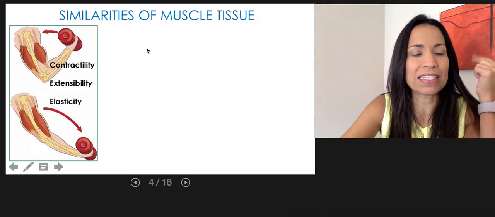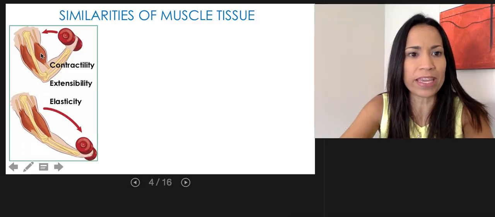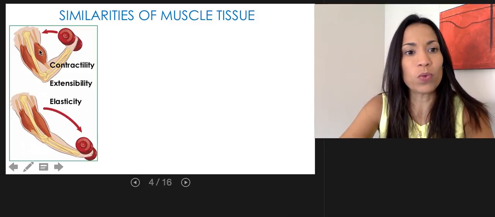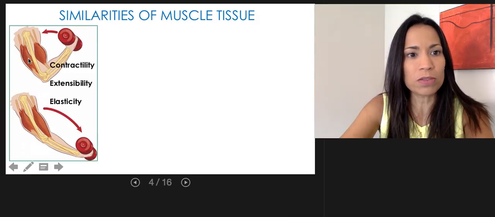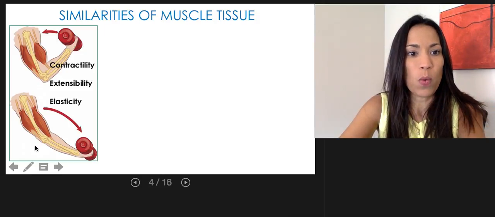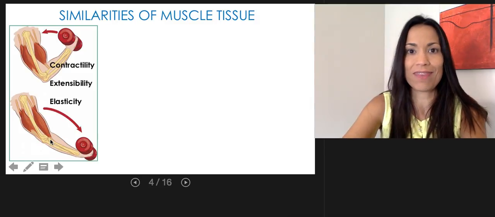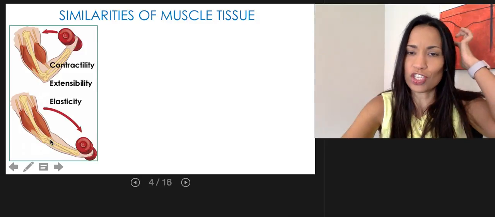So in contractility, we shorten the muscle. In here, we're shortening the biceps brachii. In here, we're shortening the triceps brachii. While we contract one muscle, the other one extends or stretches. That's extensibility. When the triceps brachii here is contracting, is shortening, the biceps brachii is lengthening or stretching out.